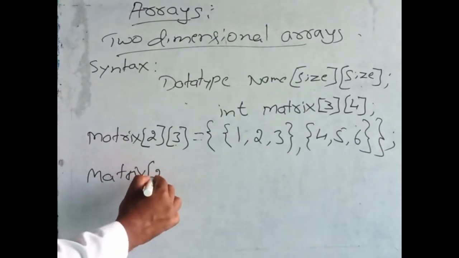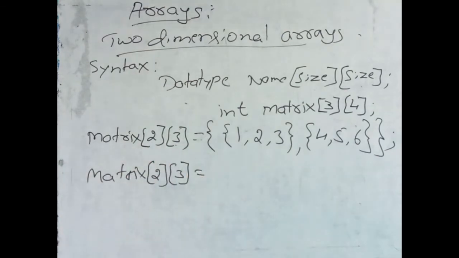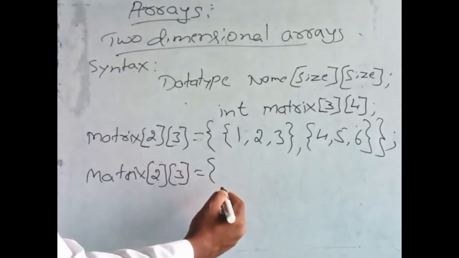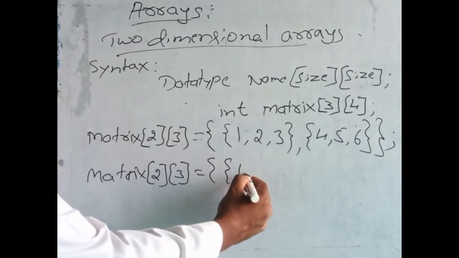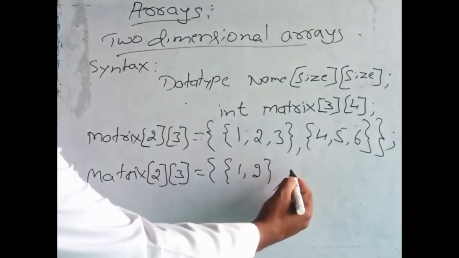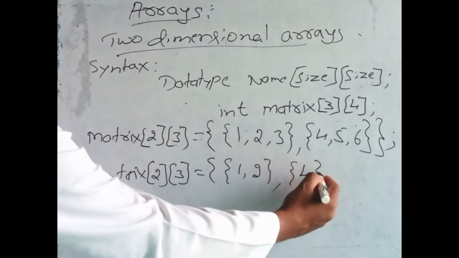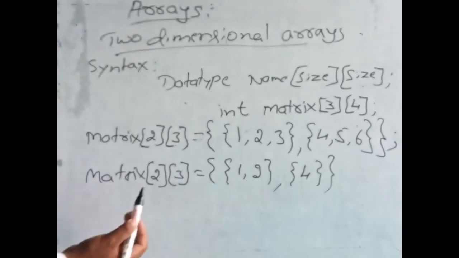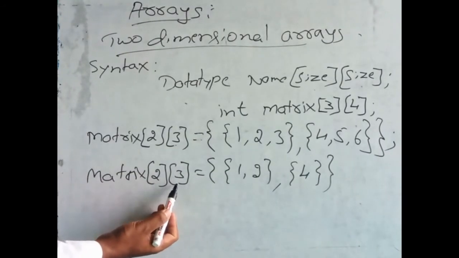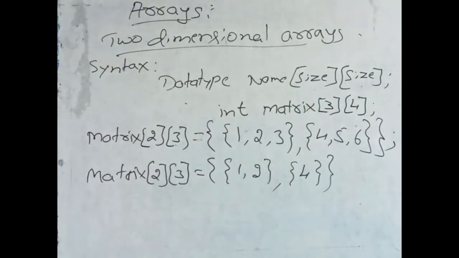matrix. Same thing I am writing here. If you write, first row I am writing properly: 1, 2. Only I am writing 2 elements. In the second row I am writing only 4, like this. Normally it contains 3 columns, but here I am providing only 2 elements, and here only 1 element. How will the matrix be?